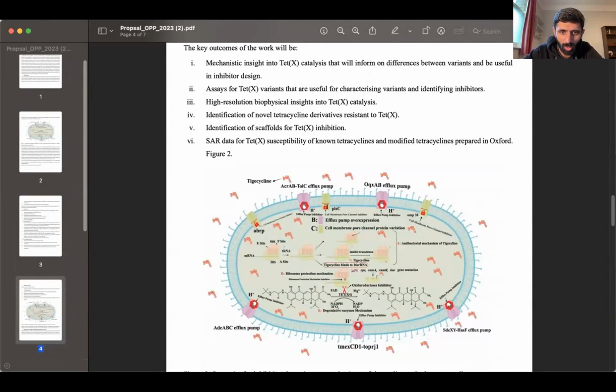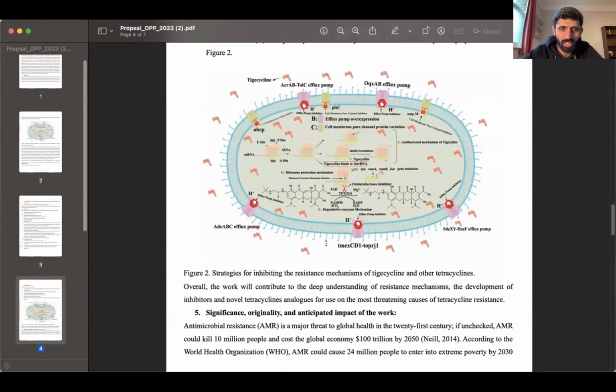Actually, I want to stop the resistance of bacteria that is developing against tigecycline, and I stop it by placing different inhibitors. This is one, this is second, this is third, and so on, to stop all the mechanisms that allow bacteria to resist a particular antibiotic. And I'm showing that whenever my project is completed, I will be successful in achieving this.